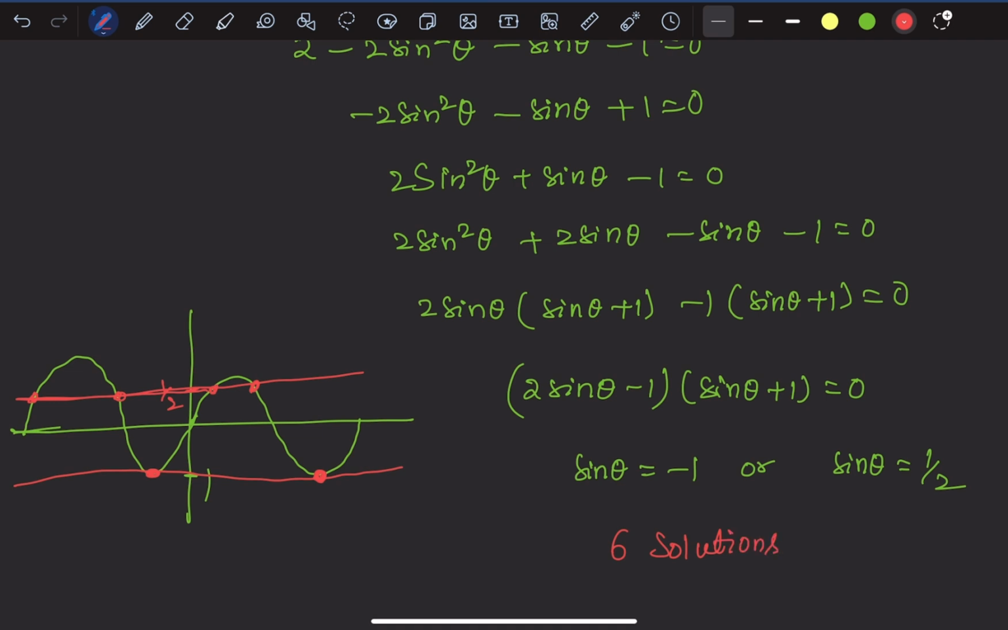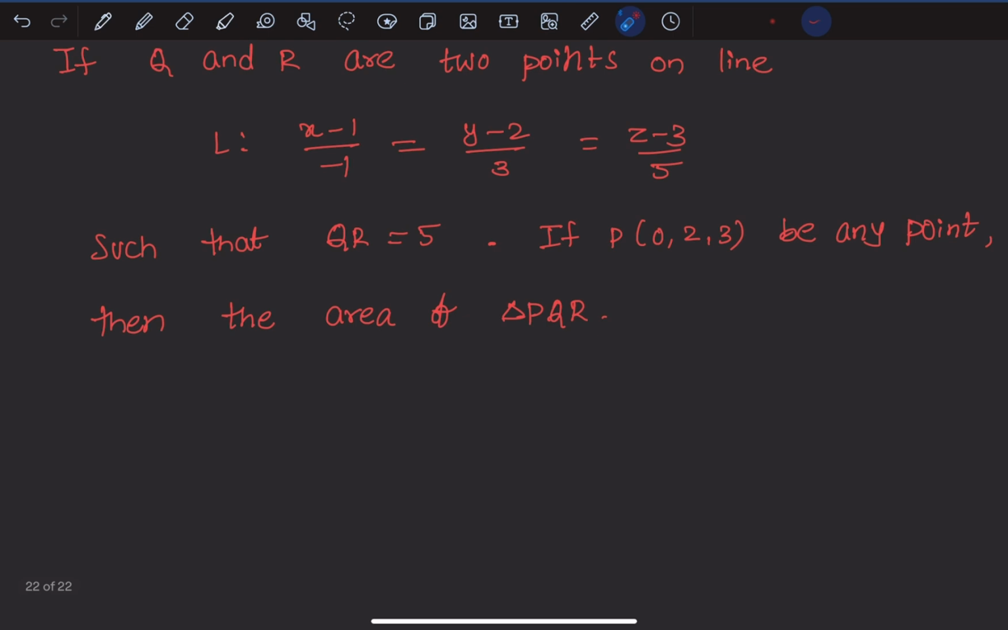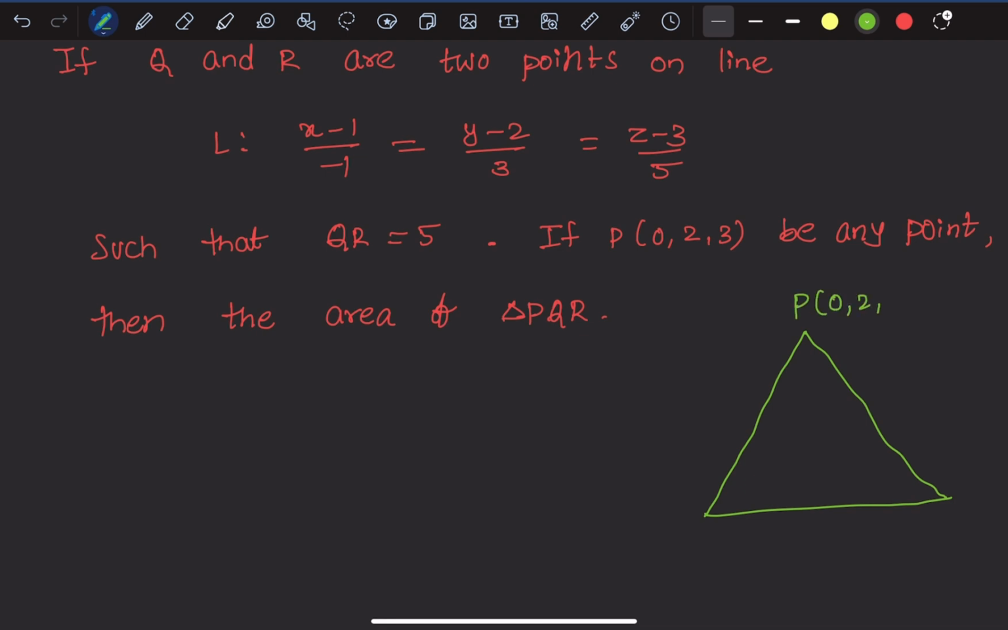So this is a very, very simple question. So let us move to the next question. This question is from 3D geometry. Q and R are 2 points on the line L given by this equation, and QR is equal to 5, and the point P is also given. So let us make a good figure. So you have P, which is (0, 2, 3), and you have Q, you have R. So this length is given, it is 5.